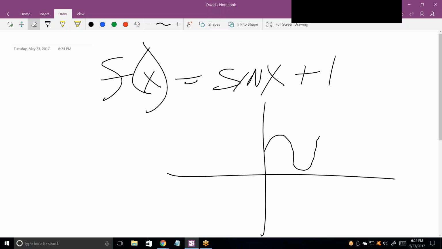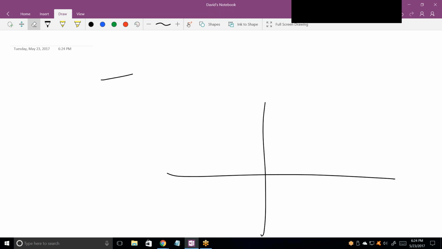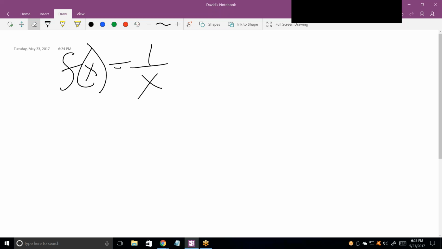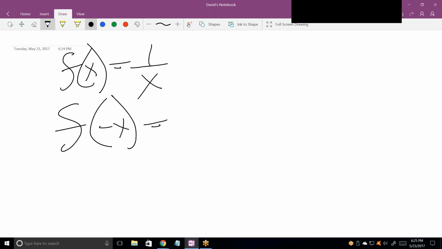Let me draw another function that has, well, you tell me what this is. Is that even or odd? Here, let me write it properly again. I keep using y notation, but on this topic I should definitely be using f of x notation. Yeah, it's odd. Correct, because if the x is negative, the whole fraction is negative.